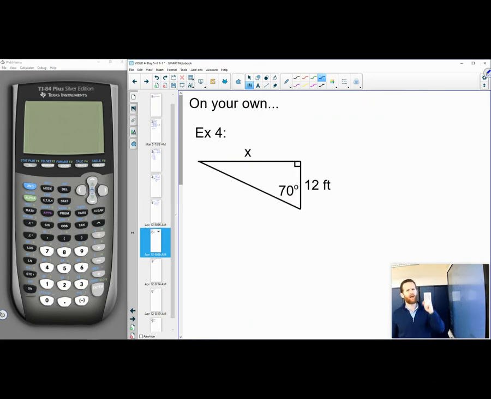Let's move on to example 4, and this one I want you to try on your own. So pause the video right here, give this problem a shot, come back when you think you have an answer. We're counting down: 3, 2, 1, let's go.